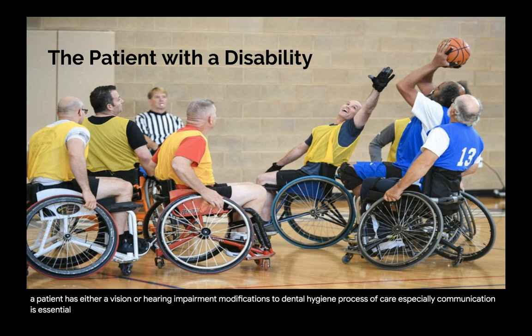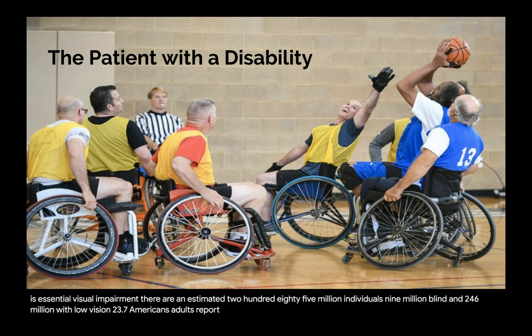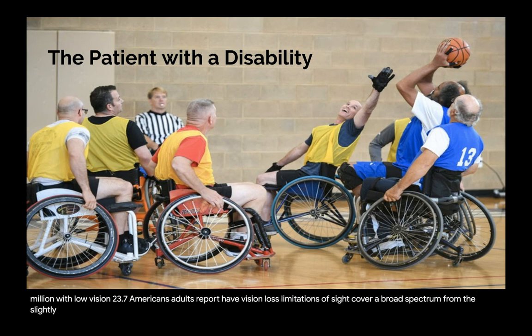essential. Visual impairment. There are an estimated 285 million individuals worldwide who have a visual impairment, with 39 million blind and 246 million with low vision. 23.7 million American adults report having vision loss. Limitations of sight cover a broad spectrum from the slightly affected to completely blind with no perception of light.